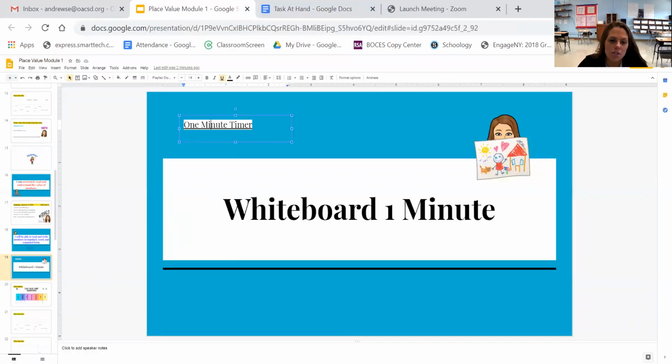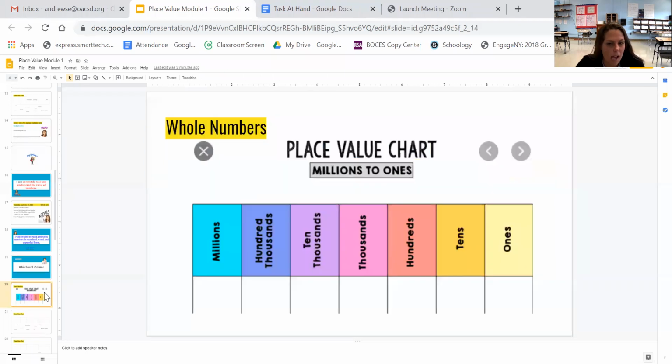All right, awesome. That's your timer. So go ahead and put your caps on. We are going to continue to use our whiteboard, and so we'll use them and leave them right out. So what I want to show you here is our place value chart. I hope you're becoming more and more familiar with our place value chart.